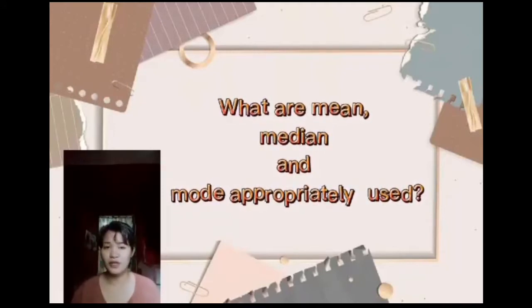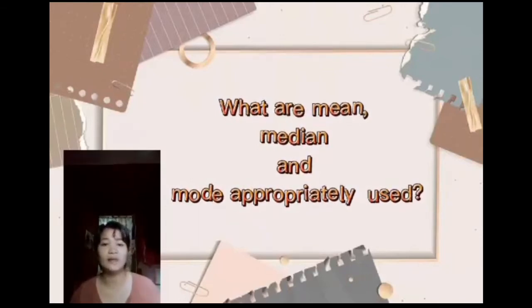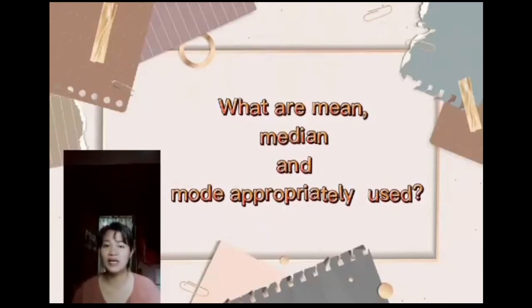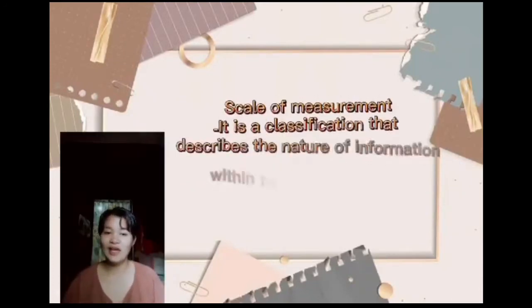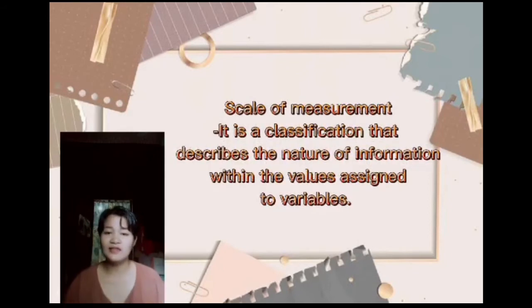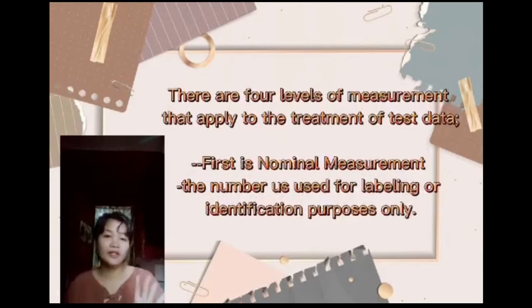The mode is the preferred measure when data are measured on a nominal and even sometimes an ordinal scale. Okay, let's proceed to the scale of measurement. It is a classification that describes the nature of information within the values assigned to variables. Understanding the scale of measurement is important to interpret the numbers assigned to people, objects, and events. There are 4 levels of measurement that apply to the treatment of test data.